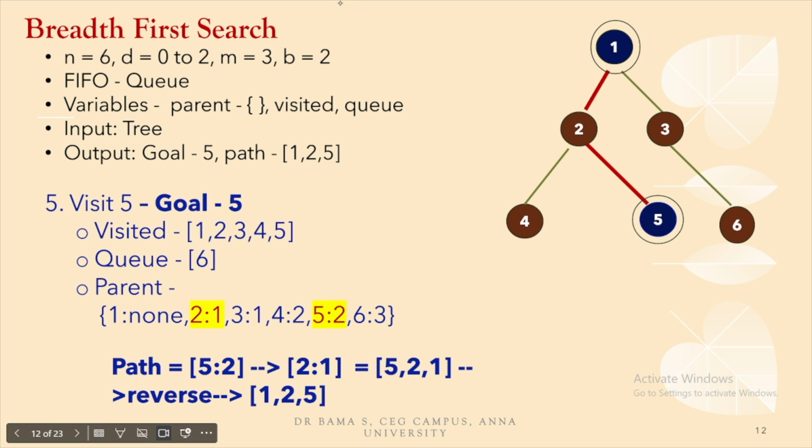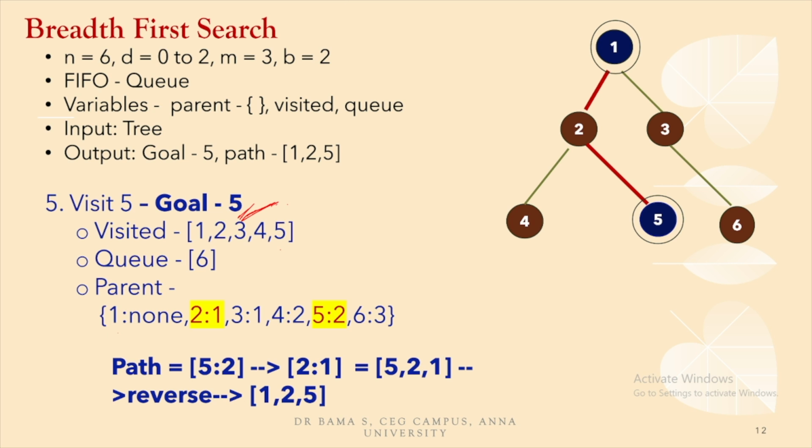At 5, the goal is actually the 5 that we want. So given 5, the visited points are 1, 2, 3, 4 and 5. 5 is visited. Now the queue is 6, but it stops right here. Once the goal is found, it stops. So we got the goal. Now how do we find the action? How do we find the path, how it is going to be 1, 2 and 5?